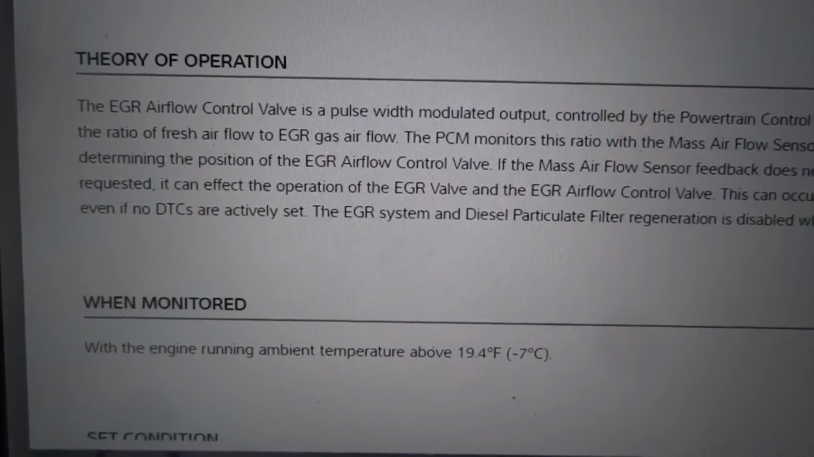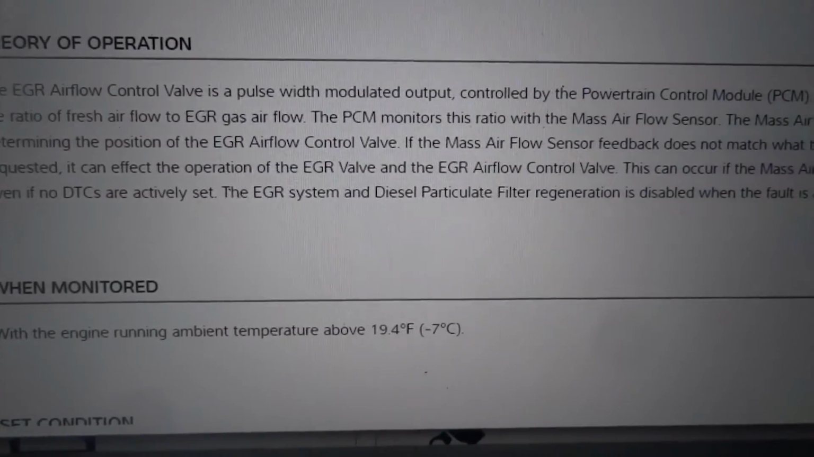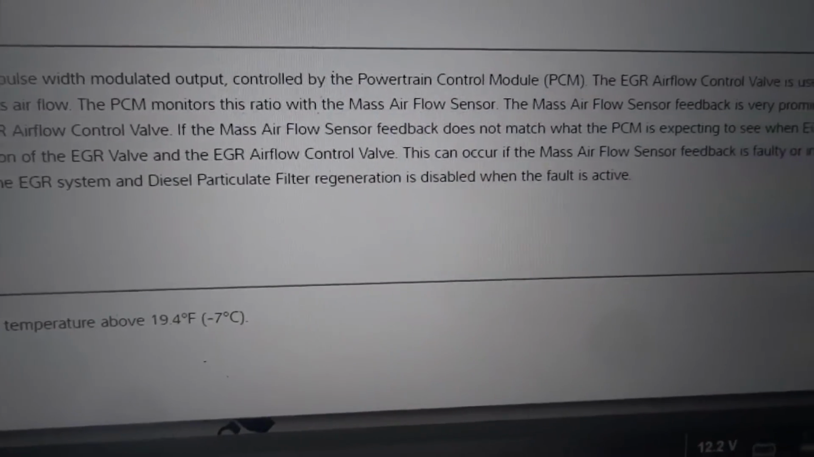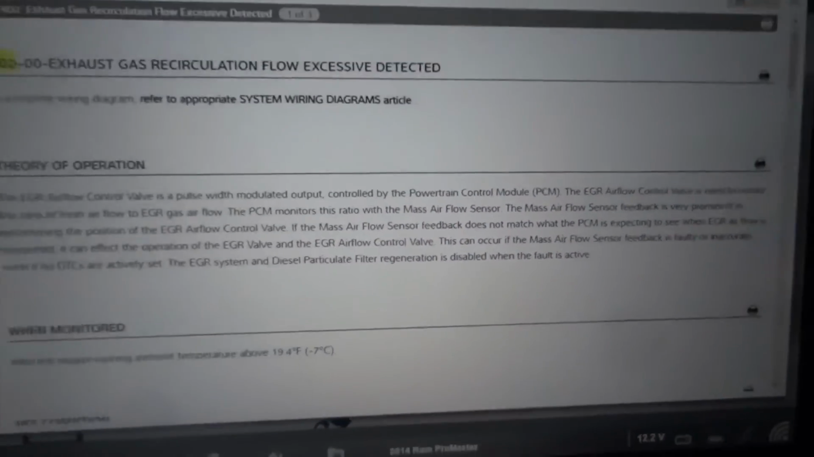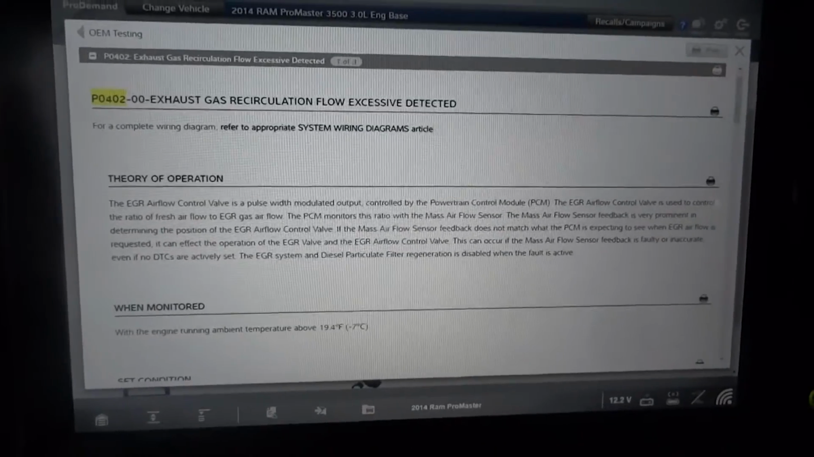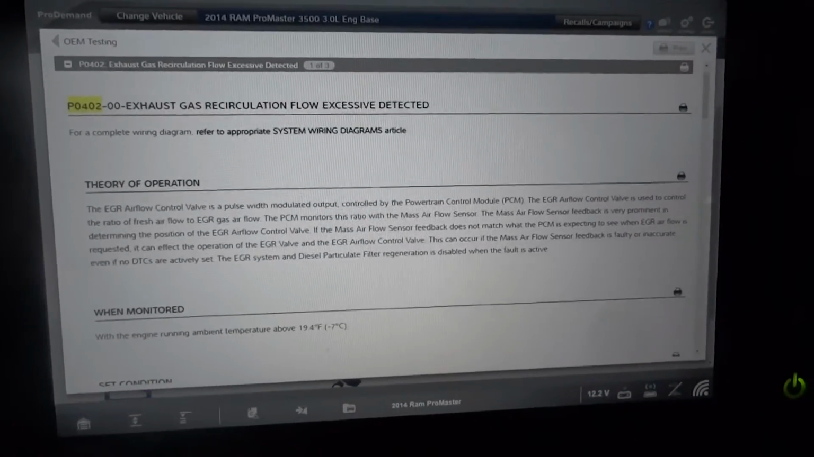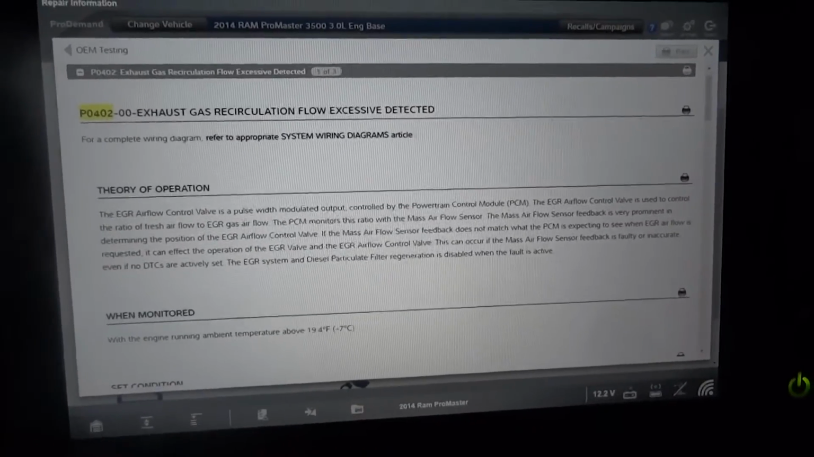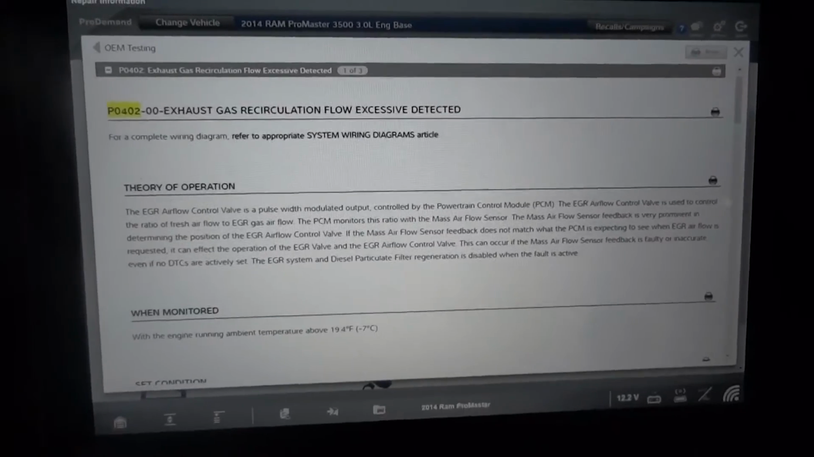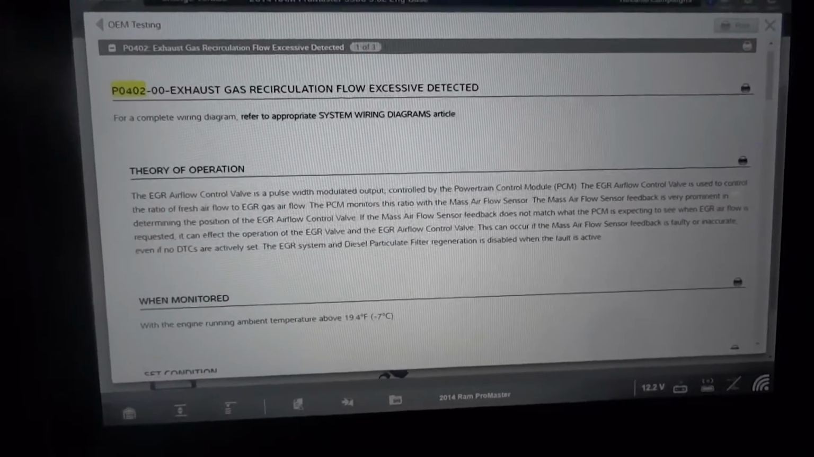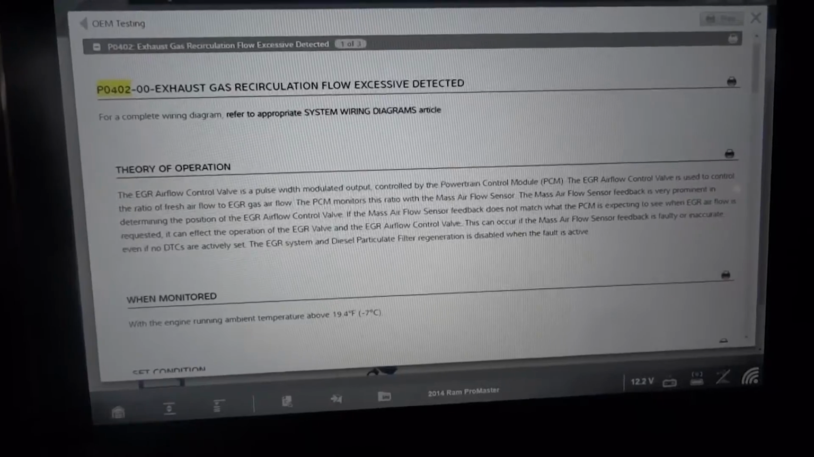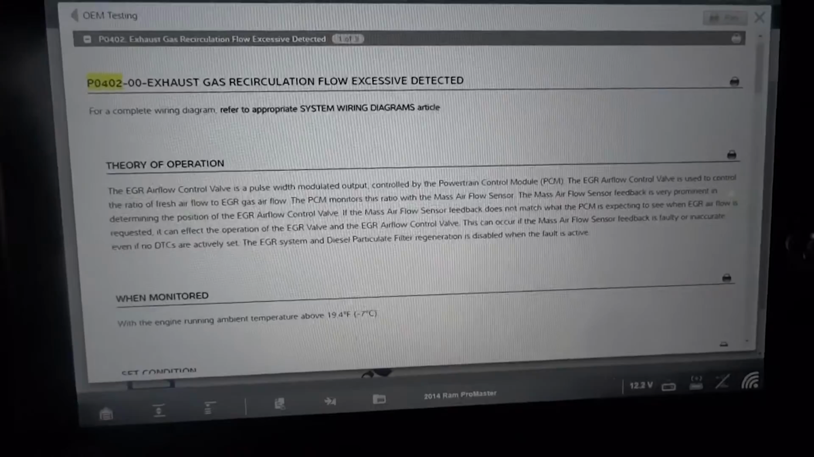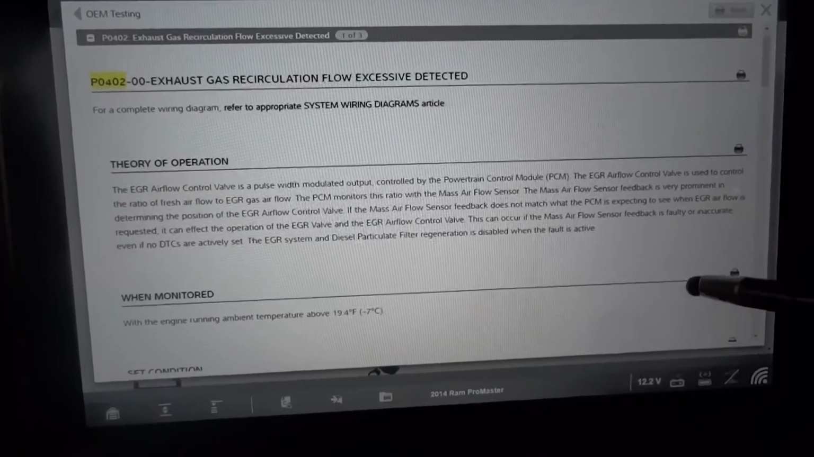Even if no DTCs are actively set, the EGR system and diesel particulate filter regeneration is disabled when the fault is active. So when you have an EGR code set, your diesel particulate filter is not going to be regenerated by the engine computer. Okay, the regeneration will be disabled if you have this fault. We have just read that the mass airflow sensor feedback is very important in determining if the EGR system is working well. Okay, we're going to check the mass airflow sensor first.